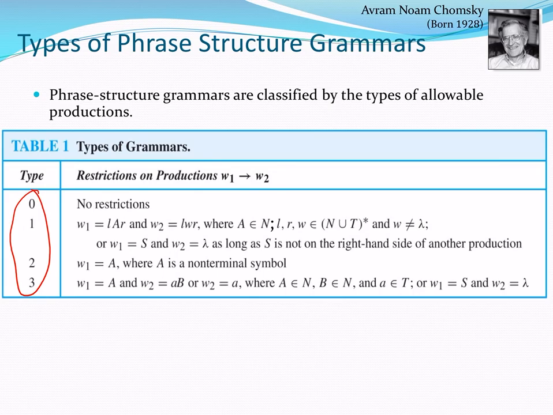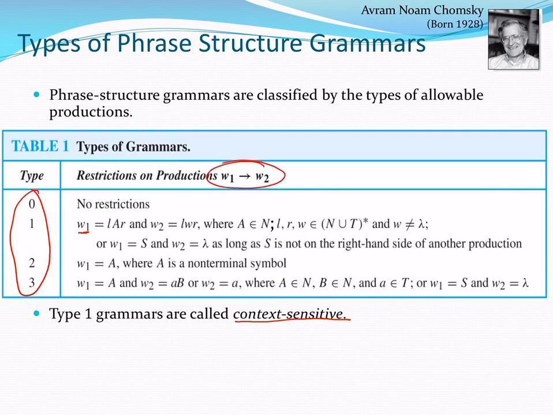Type 1 grammars are called context sensitive because I'm going to be replacing, here we have my production rules, W1, which is LAR, and I'm going to replace it with LWR. I could say I'm just going to replace A with W, but there must be something about the context that lets it. I don't want to replace A with W whenever. I just want to replace it with W when it's between L and R. So that's the type of production rule that type 1 grammars have.